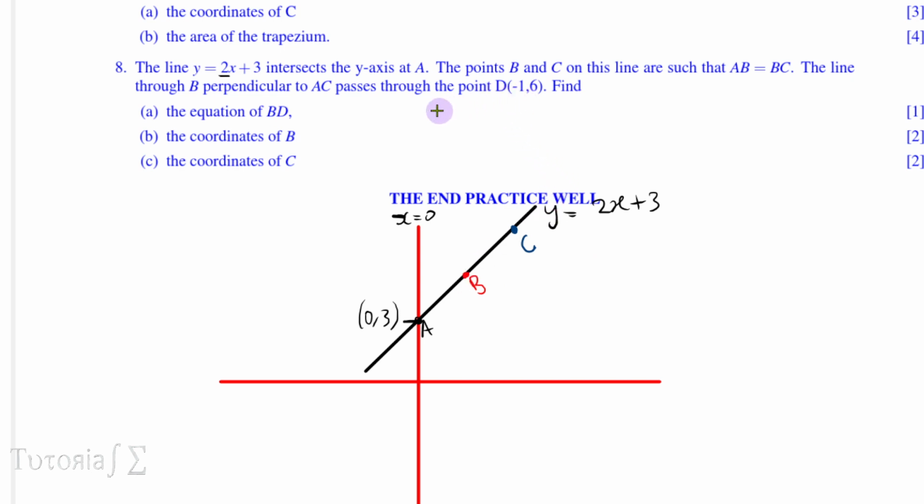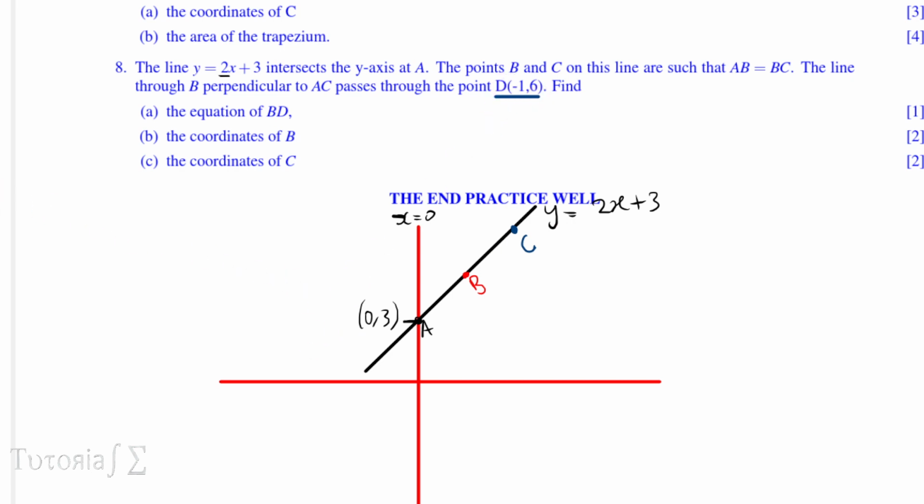Then there is a line. The line through B is a perpendicular bisector. Okay, so this line through B is a perpendicular bisector, and it goes through the point -1, 6. So obviously this could not be the points where B and C are. Maybe it could be down here, because D is -1, 6.